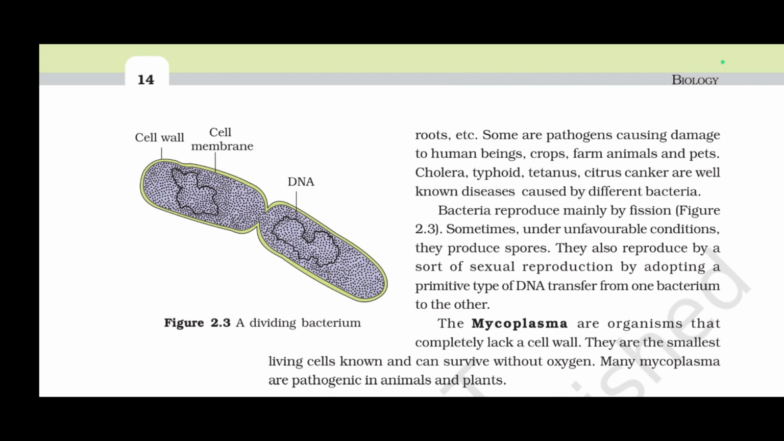Bacteria reproduce mainly by fission. Sometimes, under unfavorable conditions, they produce spores. They also reproduce by a sort of sexual reproduction by adopting a primitive type of DNA transfer from one bacterium to the other. The mycoplasma are organisms that completely lack a cell wall. They are the smallest living cells known and can survive without oxygen. Many mycoplasma are pathogenic in animals and plants.